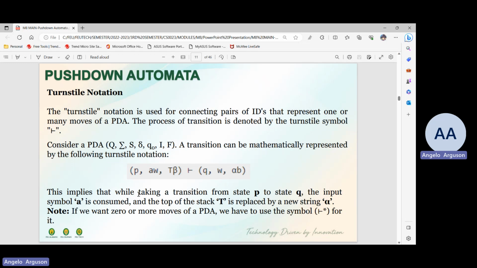This implies that while taking a transition from state P to state Q, the input symbol is A, which is consumed, and the top of the stack T is to be replaced by a new string A, this one. Note, if we want 0 or more moves of a PDA, we have to use this turnstile symbol with a star symbol or a closure.